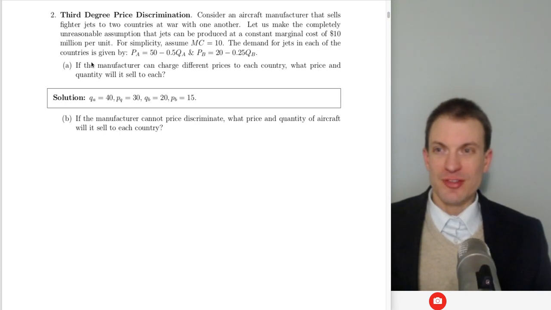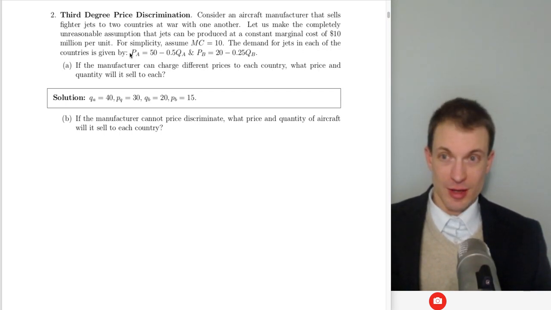So the demand for jets in each of the countries is given by price is equal to 50 minus 1/2 Q in segment A, and then price is equal to 20 minus 1/4 Q in segment B. If you can charge different prices in each country, what price and quantity do you sell? If you cannot price discriminate, what price and quantity of aircraft will it sell to each country?